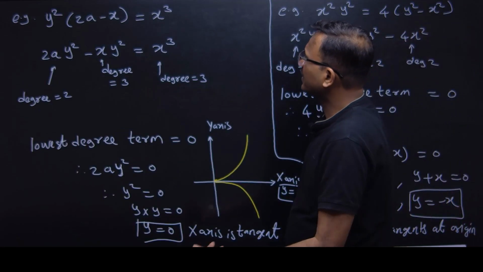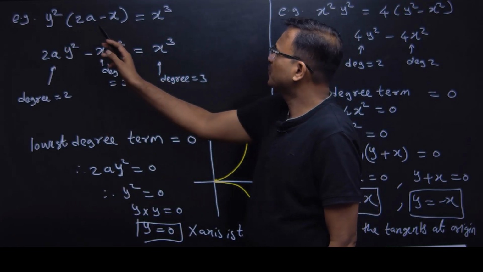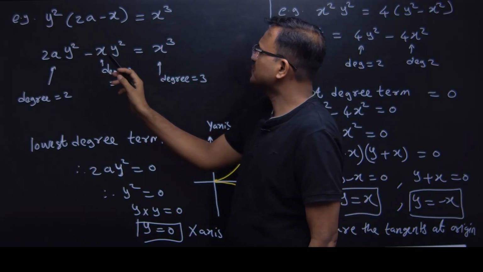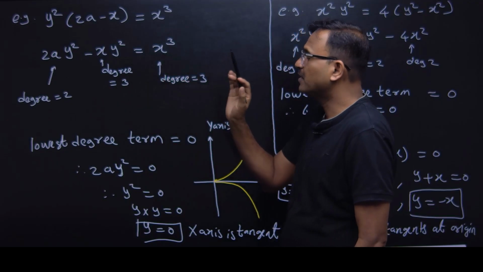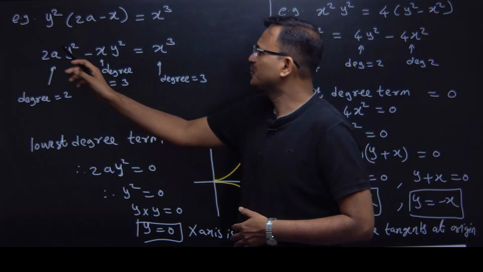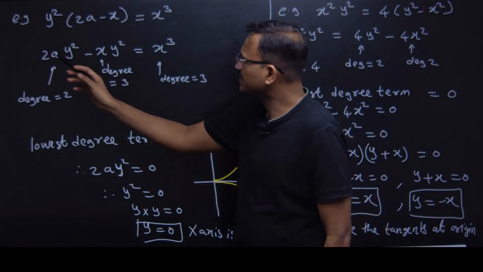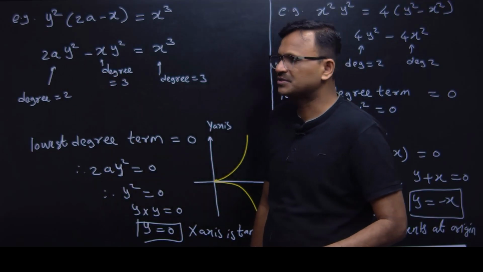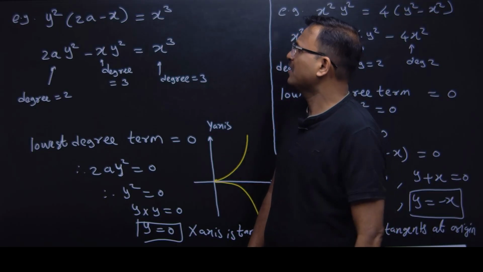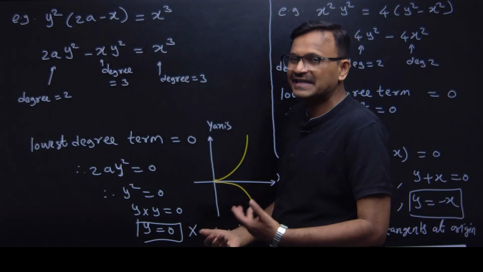Another example where we can find tangent at origin. See this curve, y square into 2a minus x is equal to x cube. If I open this bracket, it is 2a y square minus x into y square is x cube. Note that here there is no absolute constant in the equation. 2a is a constant, but it is multiplied with y square, so we cannot call it an absolute constant. So the curve is going to pass through the origin. Or you can see that if I put y is 0, x also becomes 0. So we'll have to find tangent at origin.